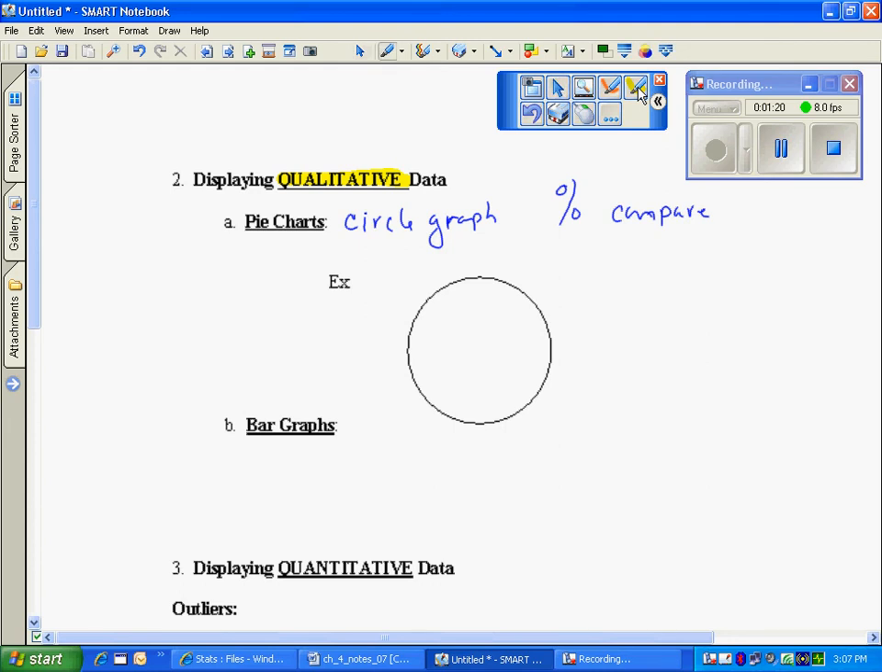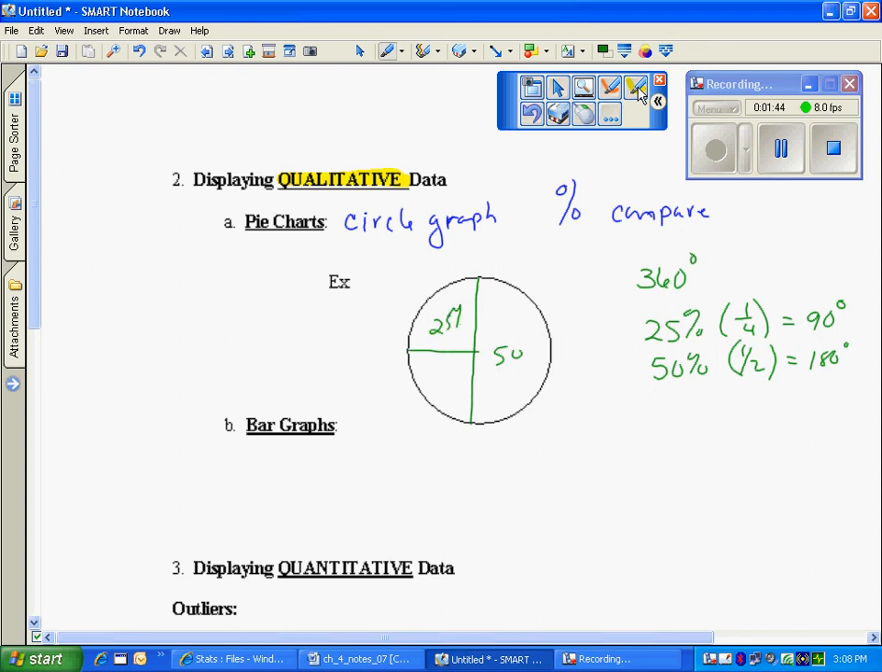Recall about a circle, there are 360 degrees. So if I have 25% of the circle, I have 1/4, which is a 90-degree angle. If I have 50% of the circle, that's 1/2, and that's a 180-degree or a straight line. So here's 50%. Here would be 25% and 25%. So I'm sure you've seen circle graphs before, and we just divide them into their percentages. But we need to make sure that they are in percents and they total 100%. Everyone is defined to be in that circle.